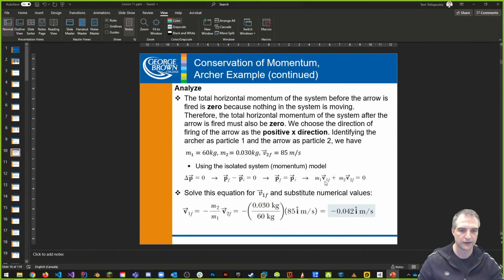Because we know that m1 v1 final and m2 v2 final must be equal to 0, where m1 v1, as an example, is the mass and velocity of the man, and m2 v2 is the mass and velocity of the arrow, respectively. And we're solving for v1 because we want to know the recoil that we're getting off the man.